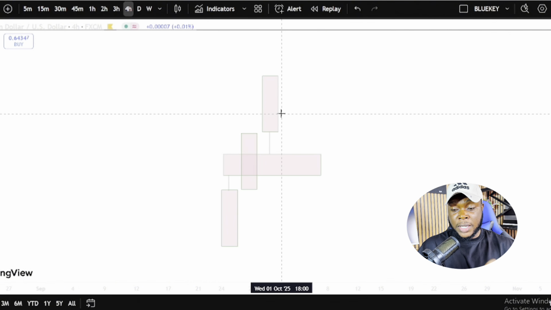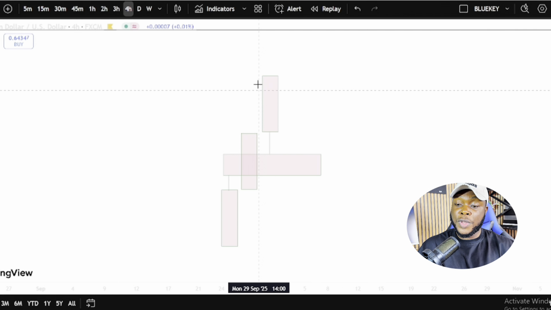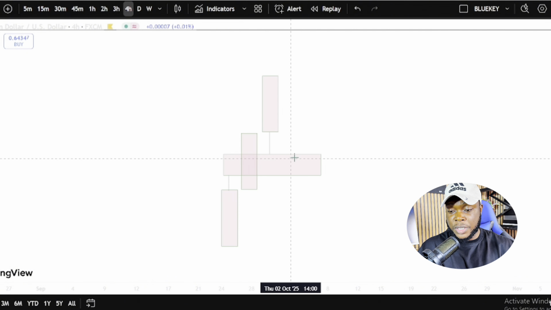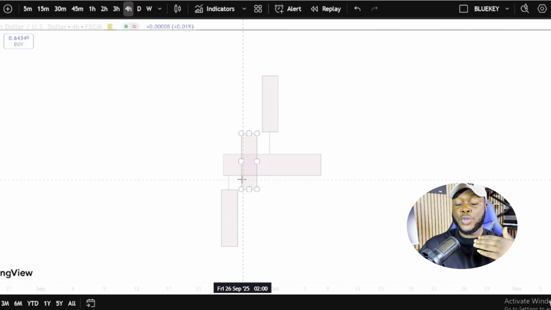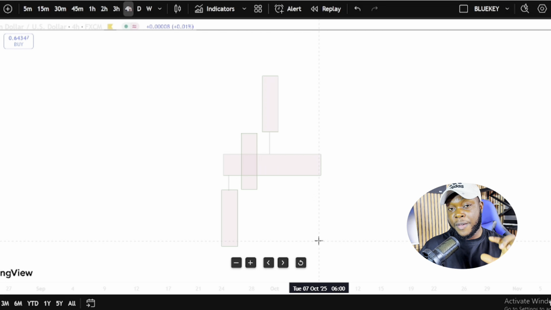Most times we capitalize on this as traders when we know that the market is going to come back to fill up this gap before it continues in the direction that it's supposed to go, right? So when you spot this kind of gap in a three candle model, this is usually where you find your fair value gap, right? So I hope you got that.